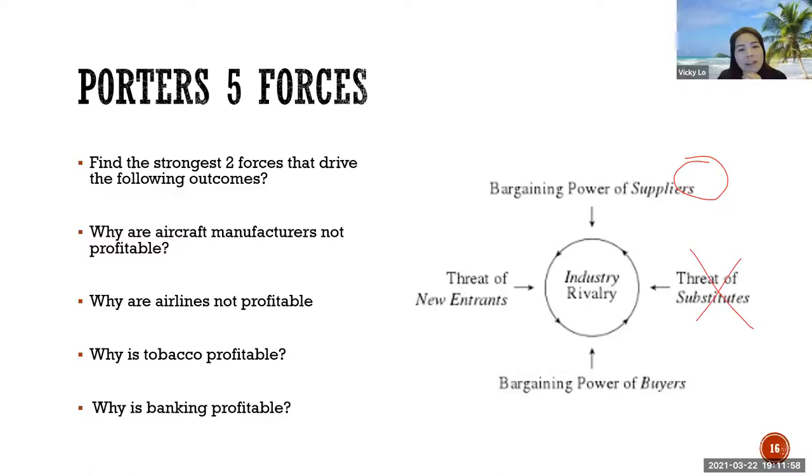Who's the banking supplier, Nick? There are two big suppliers in banking. The capital markets are one, and the other one is the labor market.